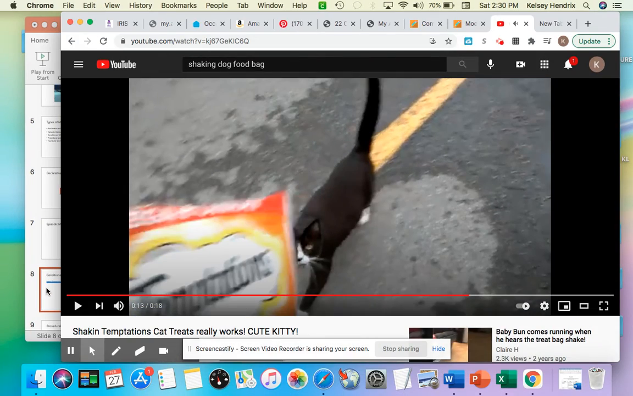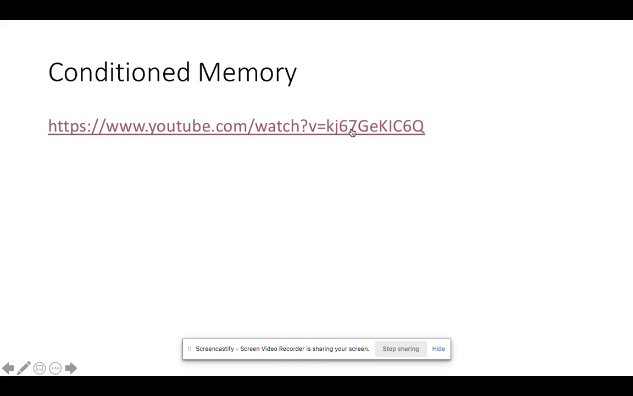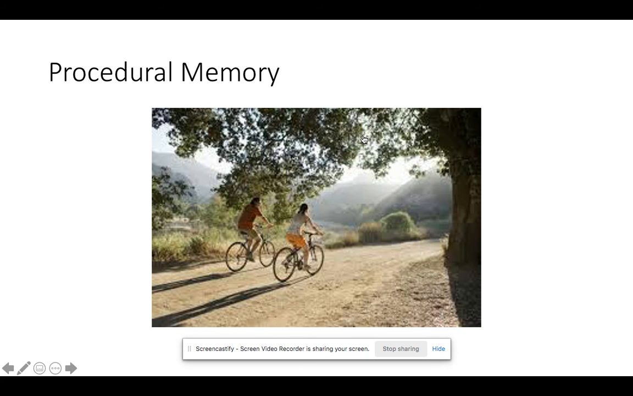So as you saw with the cat, the owner or the person shaking the bag of treats has probably done that a few times before. And that cat has a conditioned memory. When the cat hears the food shaken, he's excited, or she's excited, for the treat and comes running. So a conditioned memory is just a reaction to a certain trigger.